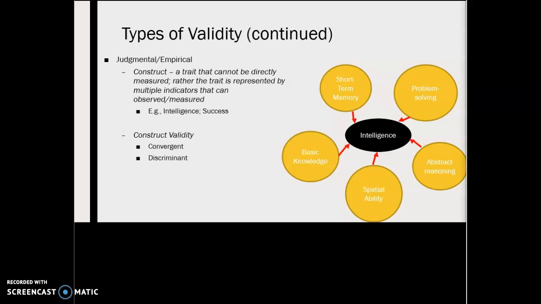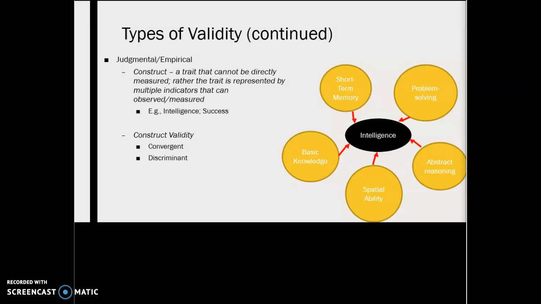Okay, the third type of validity is judgmental empirical. This is a type of validity that involves both subjective and objective components, and it is typically associated with construct validity. So we need to start with understanding what a construct is.